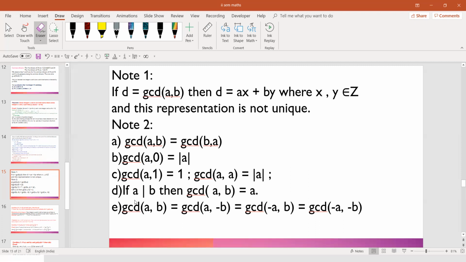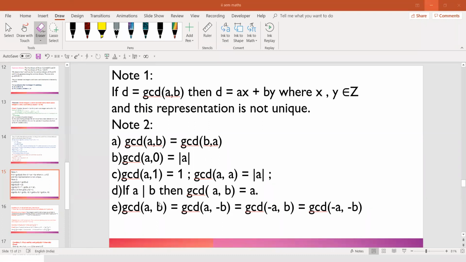For example, see, 2 divides 4. What is the greatest common divisor of 2 and 4? Write the answer in the chat box. 2 divides 4, right? So what is GCD of 2 and 4? When one integer is a divisor of the other one. GCD of 2 and 4, yes, it is 2. 3 divides 9. So GCD is 3.